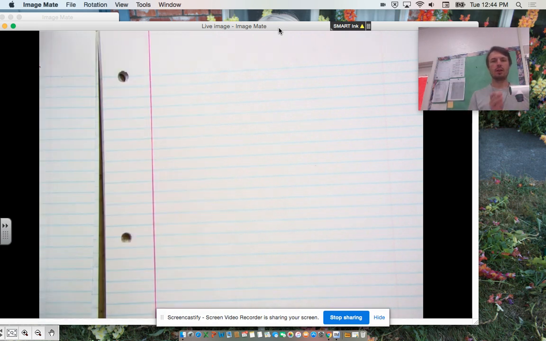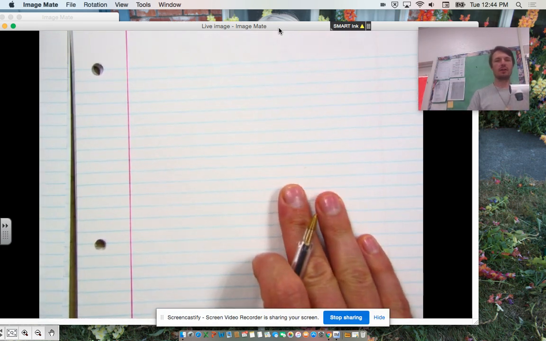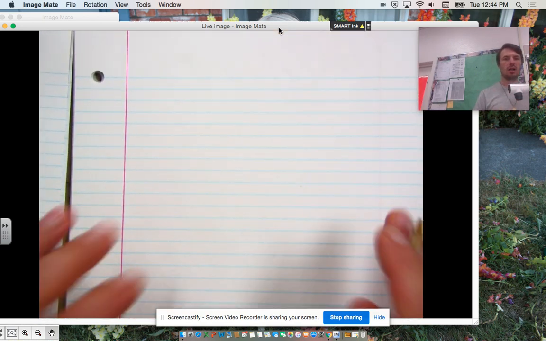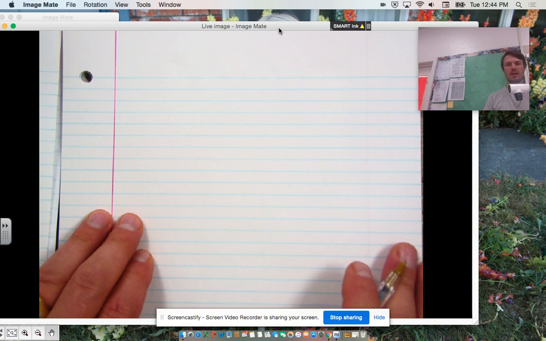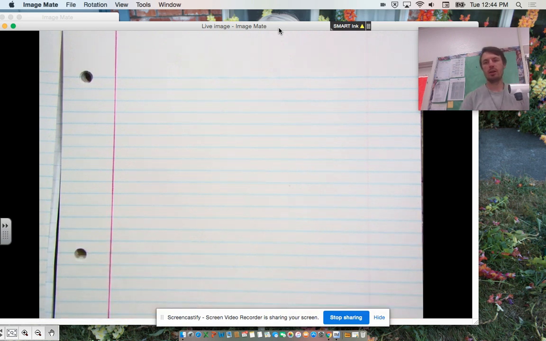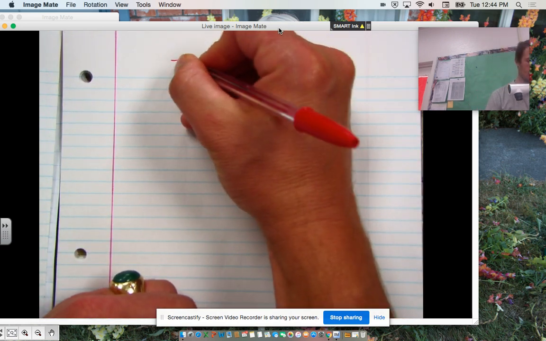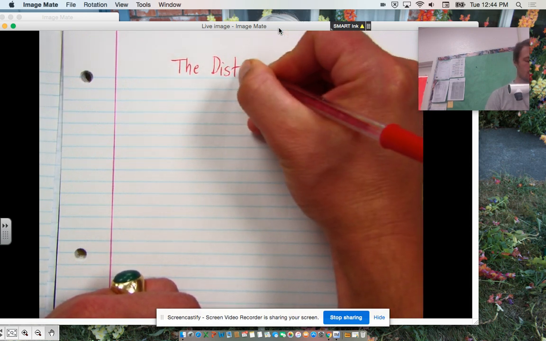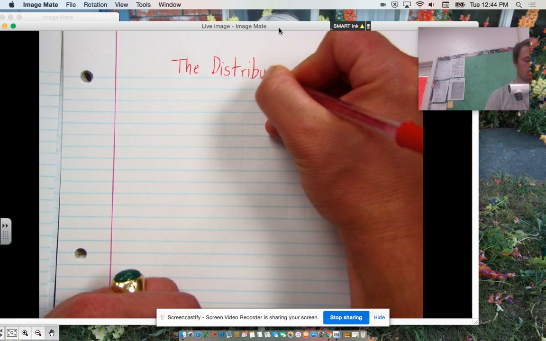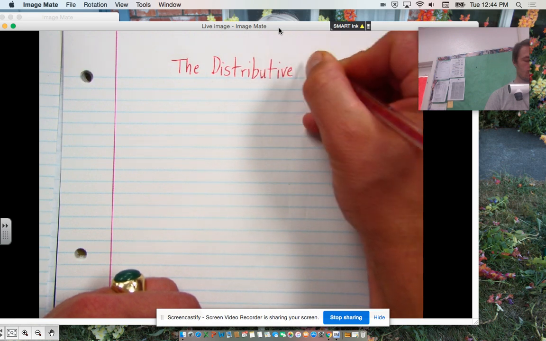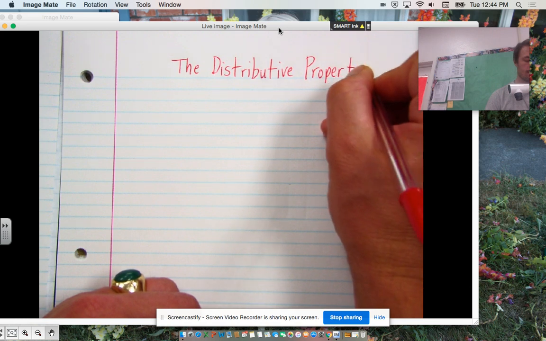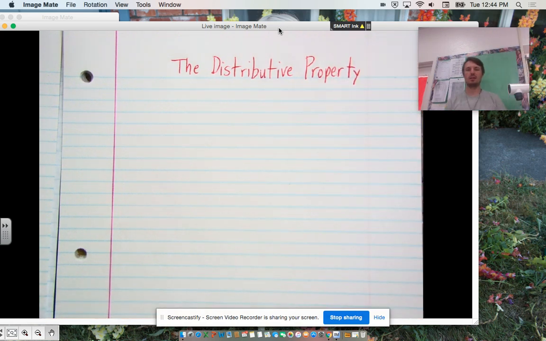Good morning. Today's lesson is on the distributive property. So go ahead and, at the top of the next available page in your math notebook, write the distributive property. Okay, that's what today's lesson is on, the distributive property.